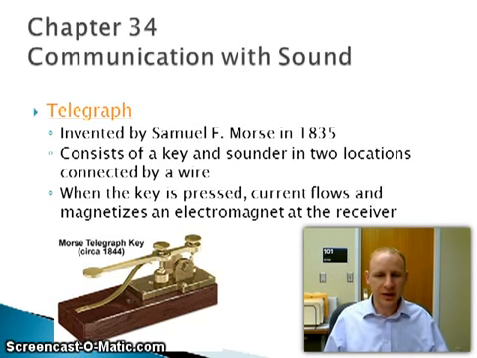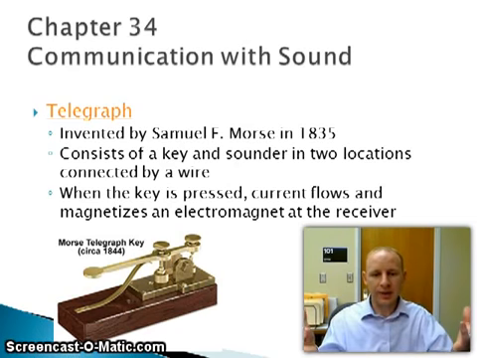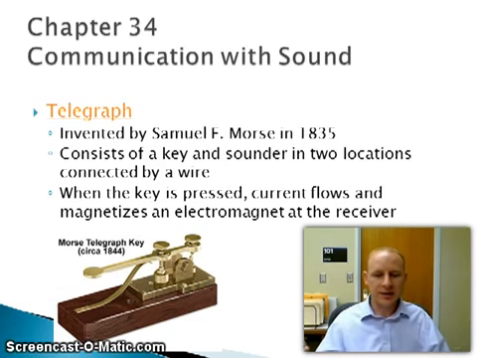And the telegraph system consists of a key and a sounder in two different locations that are connected by a wire. So at one end we have the key, and at the other end we have the sounder, and those are connected with a wire. And when the key is pressed, it sends a current that flows through the wire, and at the other end that magnetizes the electromagnet at the receiver. And when that happens at the receiver end, the current goes through and attracts the sounder, and that sounder creates a noise, thus allowing us to communicate.